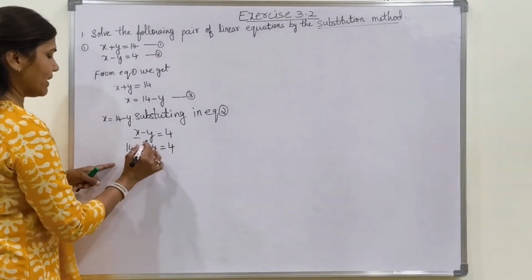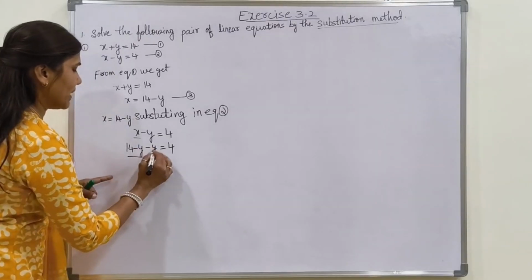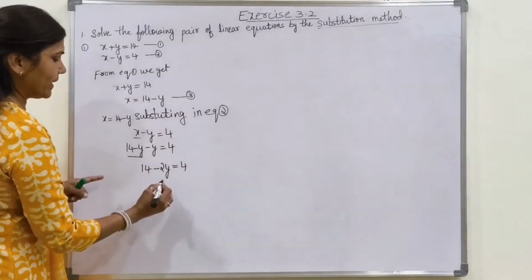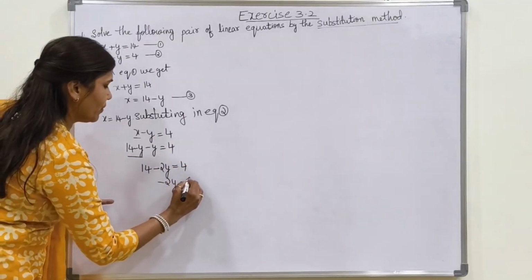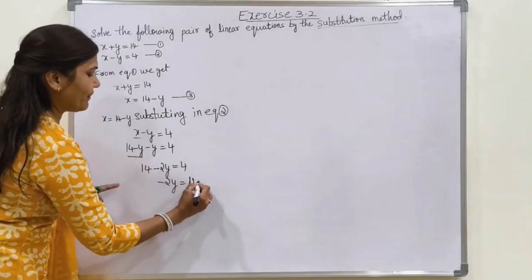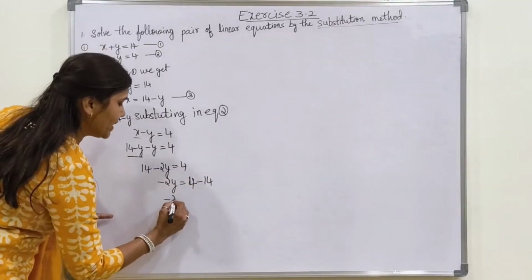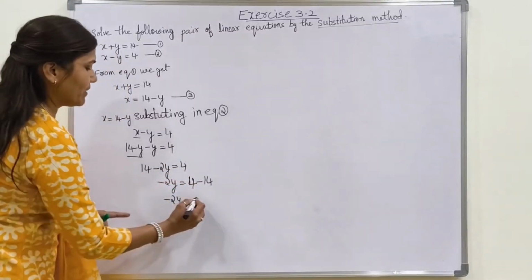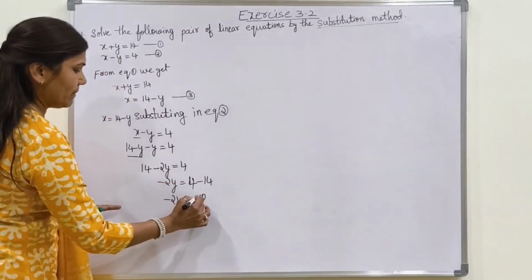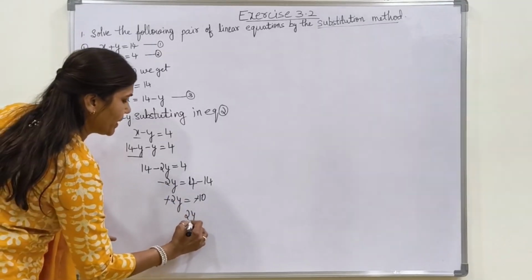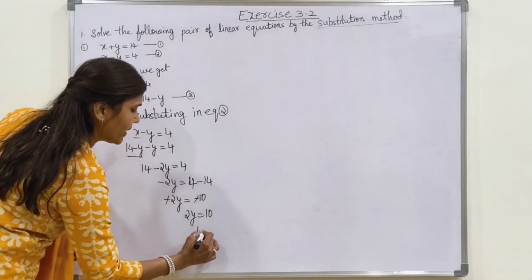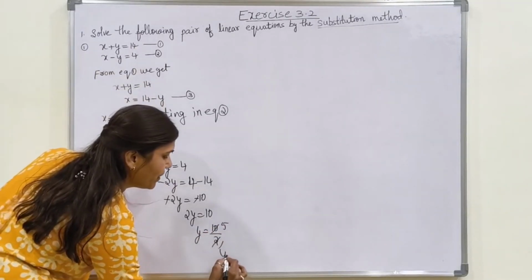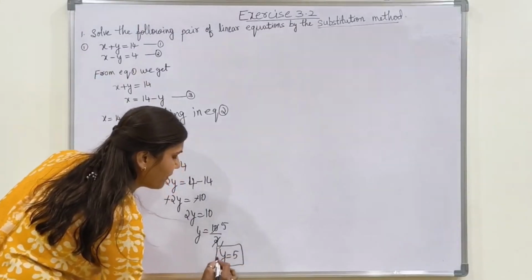Now you observe here, minus y minus y. 14 minus y minus y is minus 2y equal to 4. The number you send to that side: minus 2y equal to 4 minus 14, which is minus 10. Minus minus cancel, so 2y is equal to 10, y is equal to 10 by 2. What is the y value? y is equal to 5.